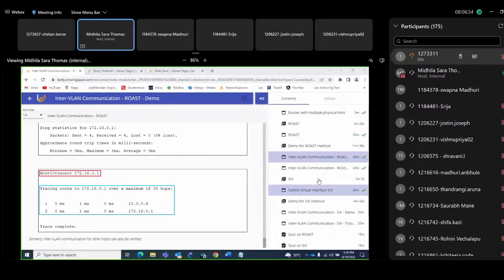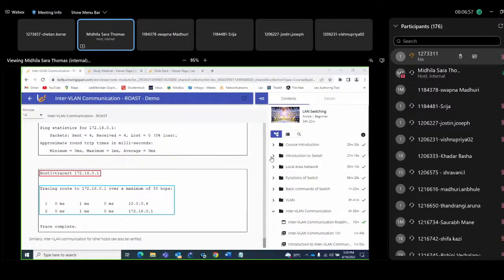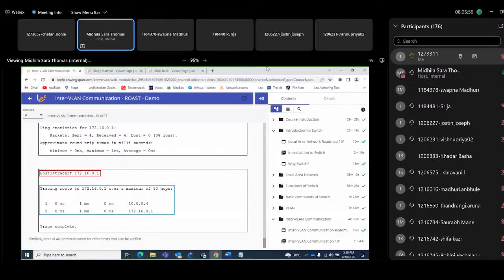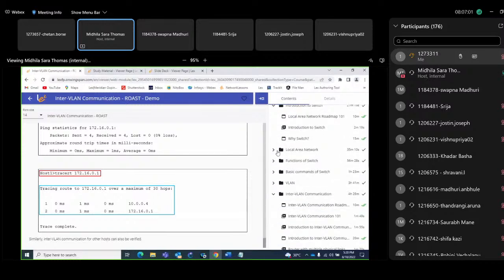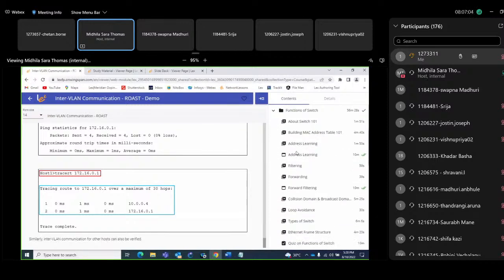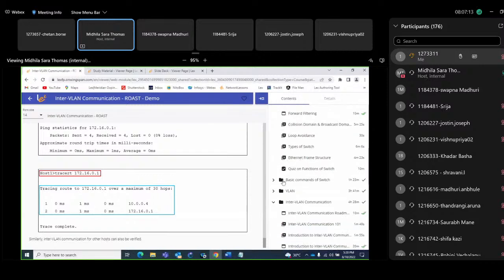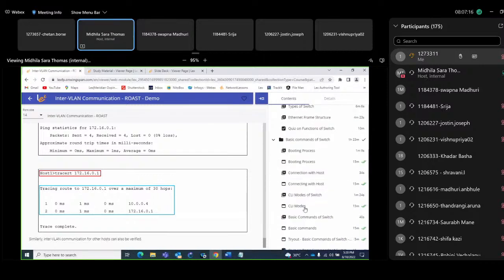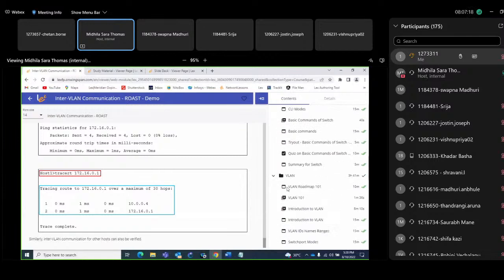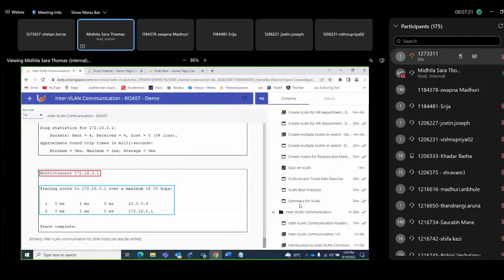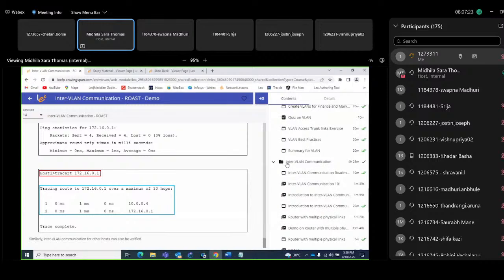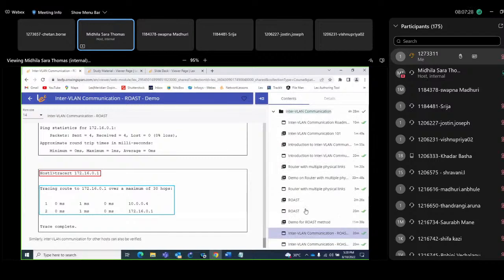Guys, again, I'm a bit strict about this. Whatever I have taught you, didn't I teach you this? What is a switch, functions of a switch: address learning, forwarding, filtering, collision domain, broadcast domain, Ethernet, basic switch commands, booting process, CLI modes, VLAN. See, I taught you up to this. Inter-VLAN communication, tomorrow onwards we will begin. Is it clear? Inter-VLAN and routing come inside it. We will see tomorrow.